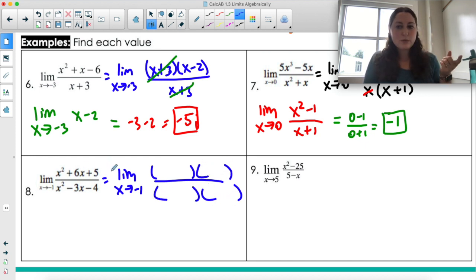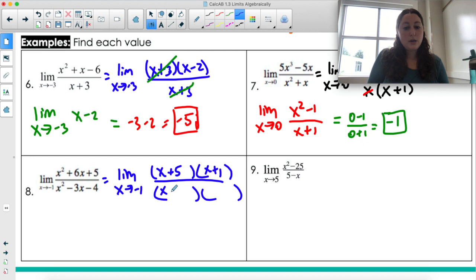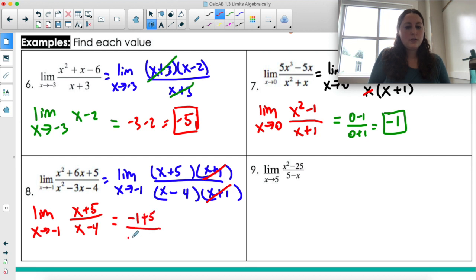So I have to think what multiplies to 5 and adds to 6. That's a +5 and a +1. And then I need what multiplies to -4 and adds to -3. That's a -4 and a +1. Most likely there'll be a factor that's the same, so use that to help you figure out the factors. So these cancel, and I'm left with the limit as x approaches -1 of x plus 5 over x minus 4. That's -1 plus 5 over -1 minus 4, so that's 4 over -5.